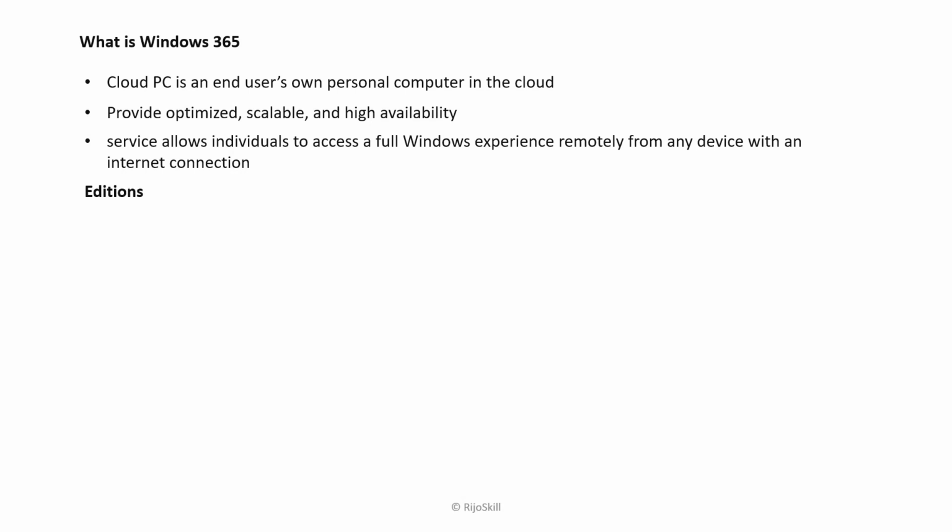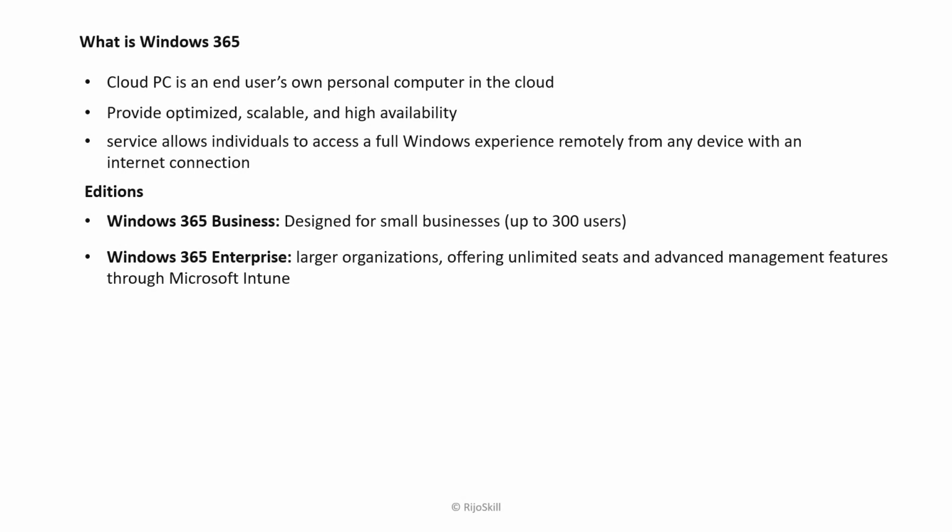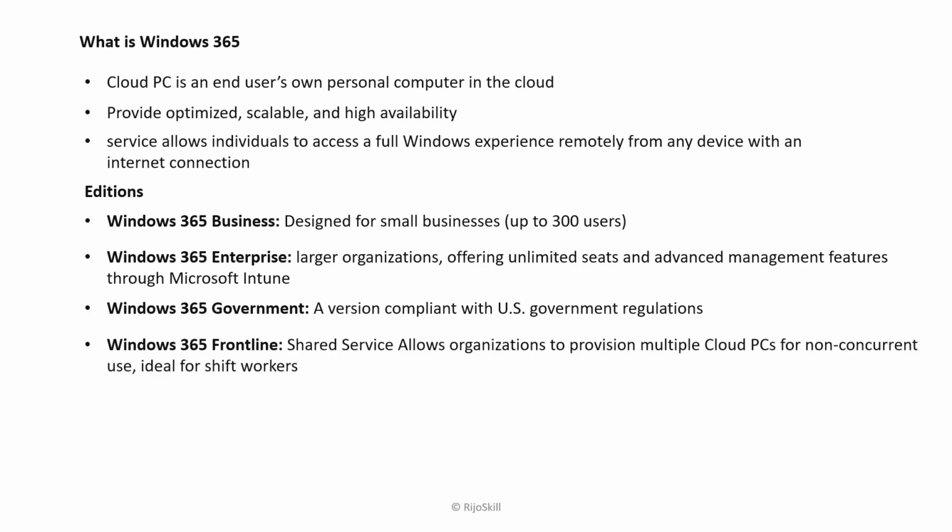And what are the additional offerings for Windows 365? Windows 365 Business is designed for small businesses up to 300 users, and Windows 365 Enterprise is for large organizations, offering unlimited seats and advanced management features through Microsoft Intune. And Windows 365 Government is a version compliant with US government regulation, and Windows 365 Frontline shared service allows organizations to provide multiple cloud PCs for non-concurrent users, ideal for shift workers. It's like a shared PC.